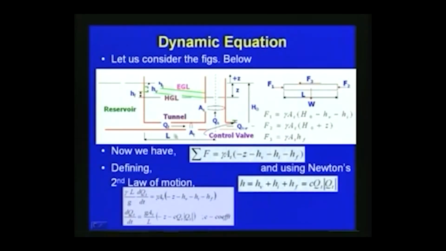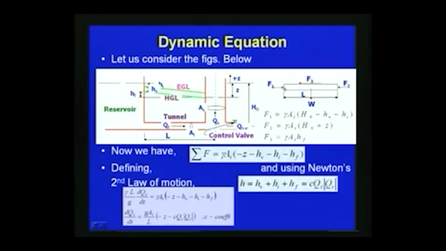Then we consider a system: a reservoir, and here a pipeline, and then there is a surge shaft or surge tank, a simple surge tank, and then here we have a valve, and that goes to the turbine. If we consider a simple system like this, to derive the dynamic equation we consider a control volume like here. The forces acting are the pressure forces between section 1 and section 2, here this is section 1, here section 2.